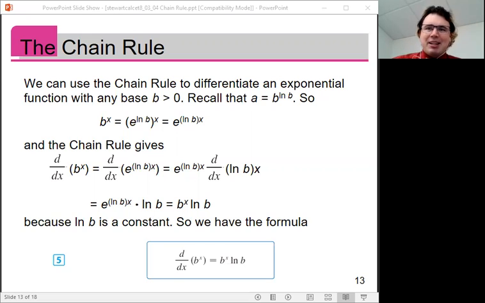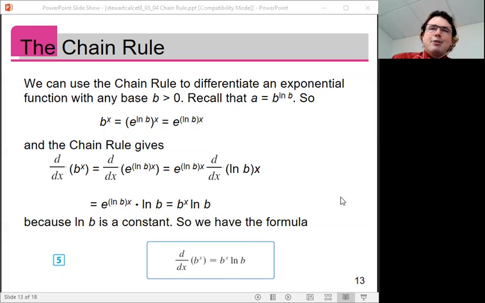regardless of their base. So if I have the expression b to the power x, I want to calculate its derivative. The way that I'm going to do that takes advantage both of rules for exponents and of rules of derivatives. So let me say that b is some positive number. I need b to be a positive number to define the base of an exponential.